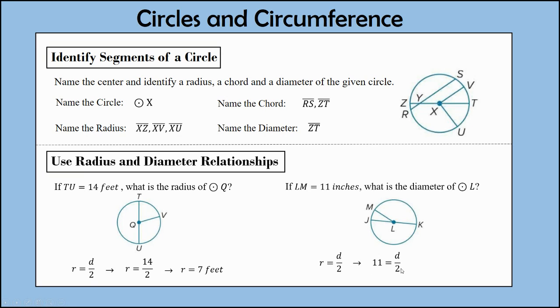That equals a diameter divided by 2. Multiply each side by 2 and you get 22 inches. This is kind of a long drawn out way of doing it. I would assume you understand that JL is 11, LK is 11. That's a total of 22 inches for that diameter. So you'll get some questions that are asking you the relationship between a radius and a diameter.